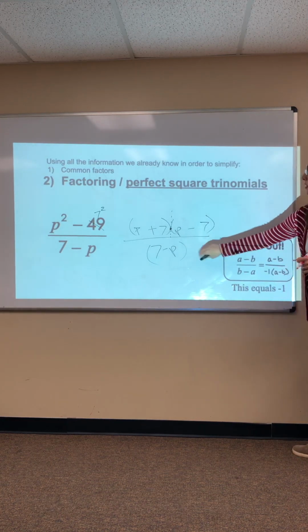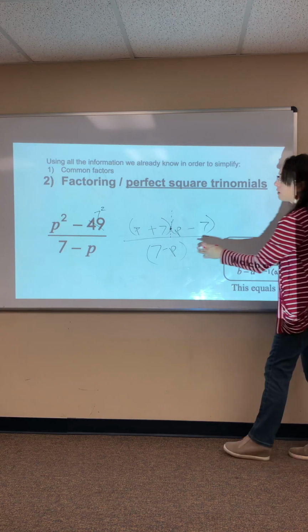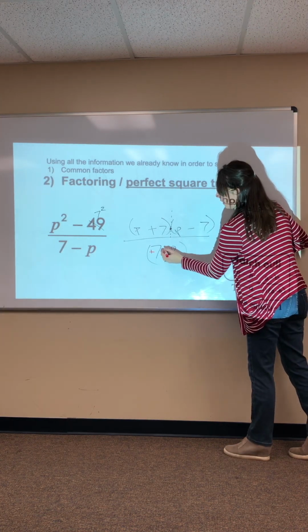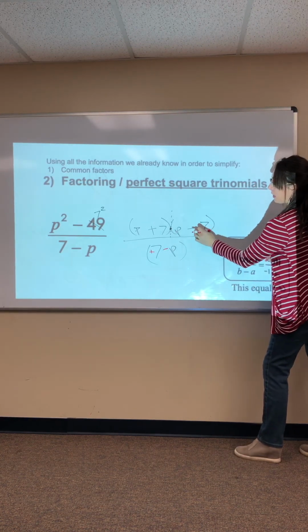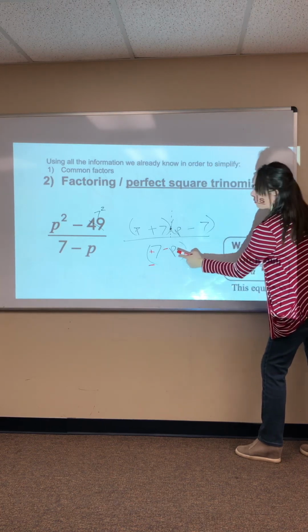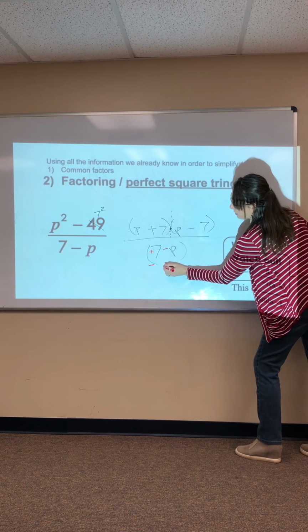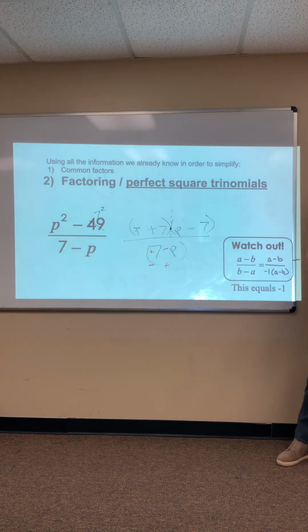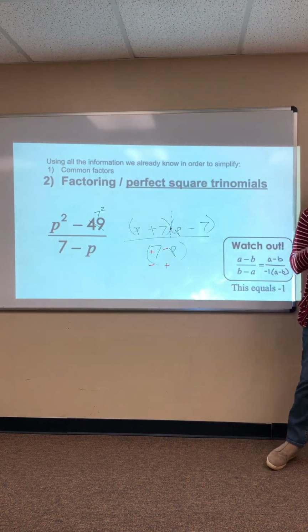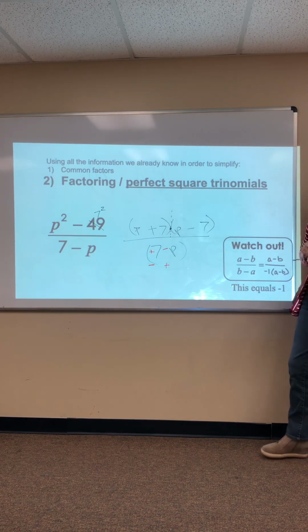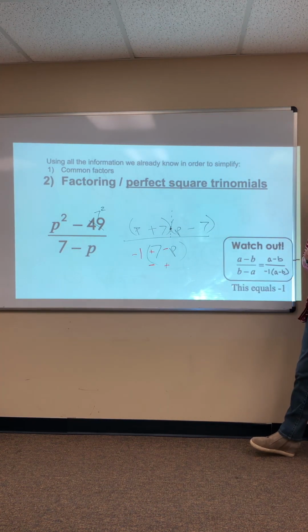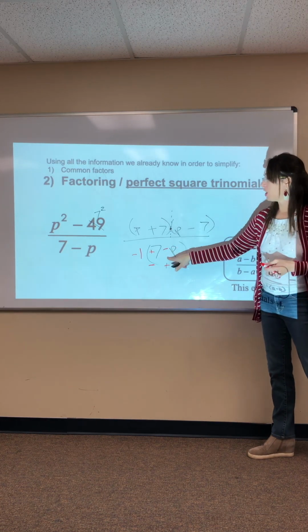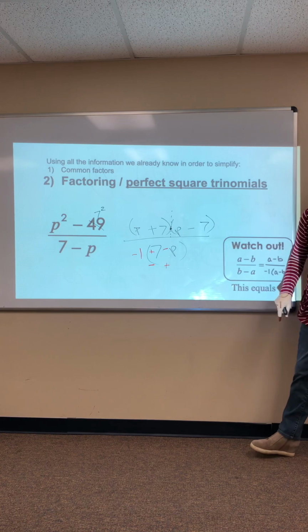Let's look at this one on the bottom. Right now the 7 is positive and the p is negative. But I want the 7 to be negative and I want the p to be positive. What value in mathematics changes the signs? -1. If I multiply that by -1, then it would change both of them, right?